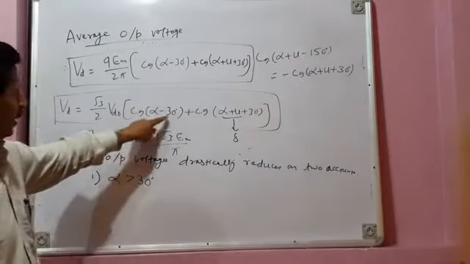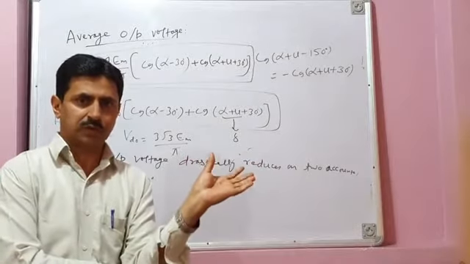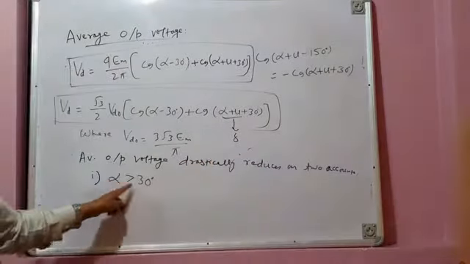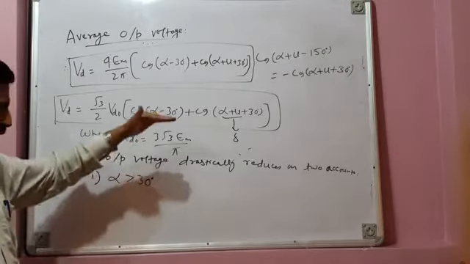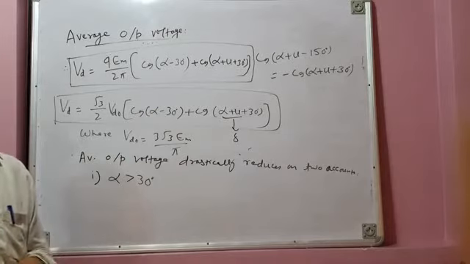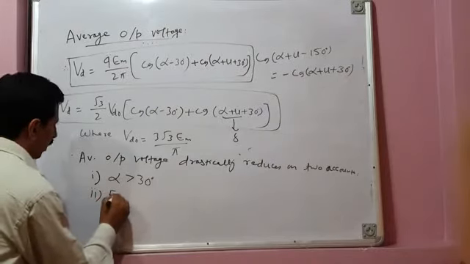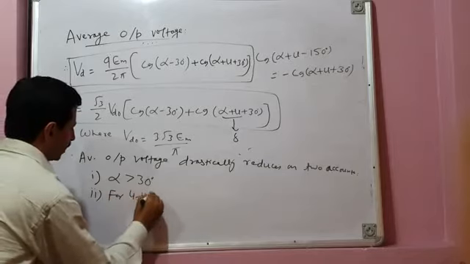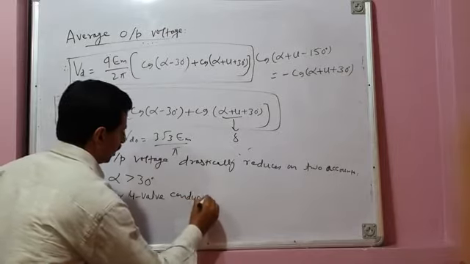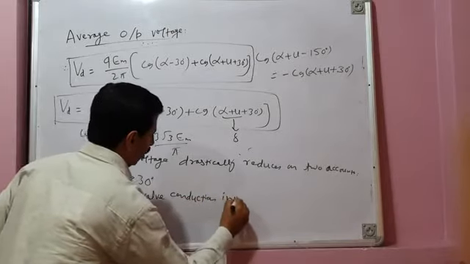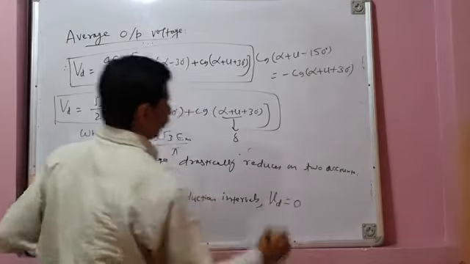But here you can see in the equation also, and I have already explained it with the help of waveforms also some time back, that alpha has to be greater than 30 degrees. Since alpha has to be greater than 30 degrees, that causes reduced average output voltage. And secondly, for 4 value conduction intervals, or conduction periods, converter output voltage is 0.